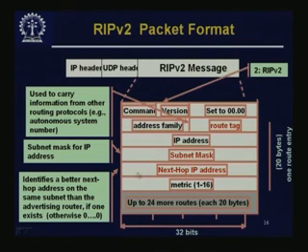Next hop IP address identifies a better next hop address on the same subnet than the advertising router, if one exists. So, that may come here. So, these are the changes, and it is used to carry information from other routing protocols, for example, autonomous system number, etc. So, that comes in this part.